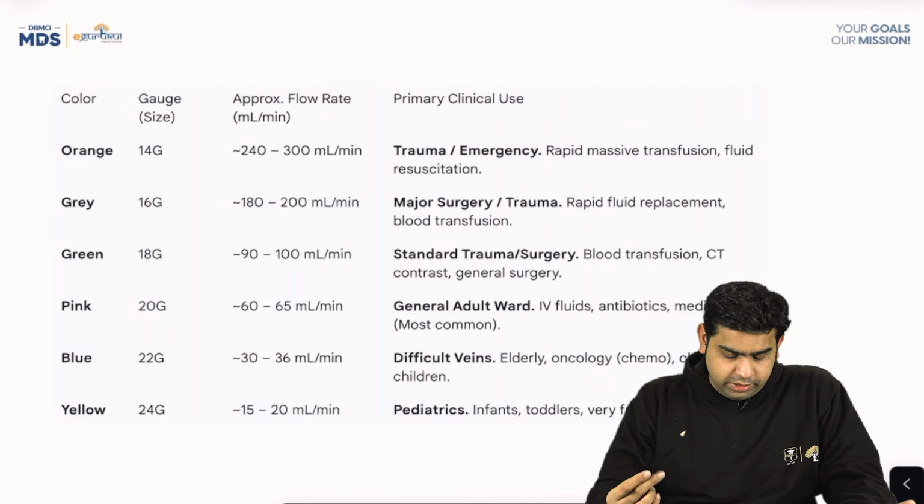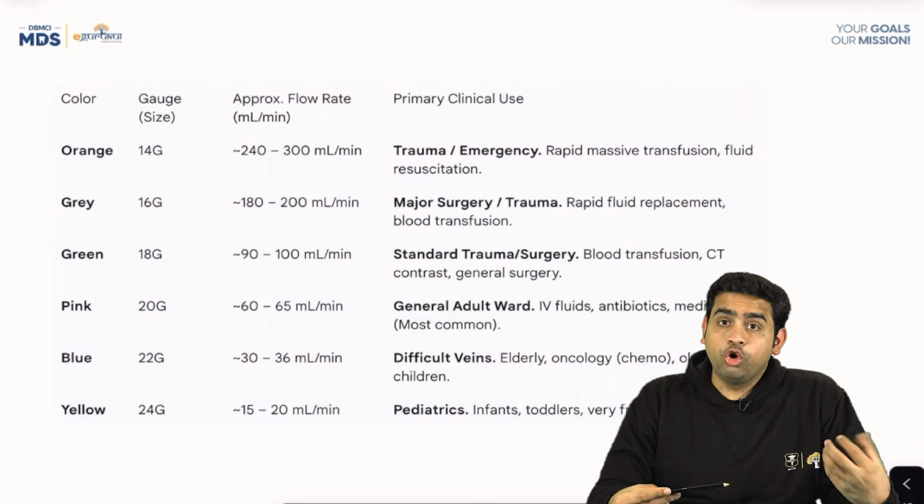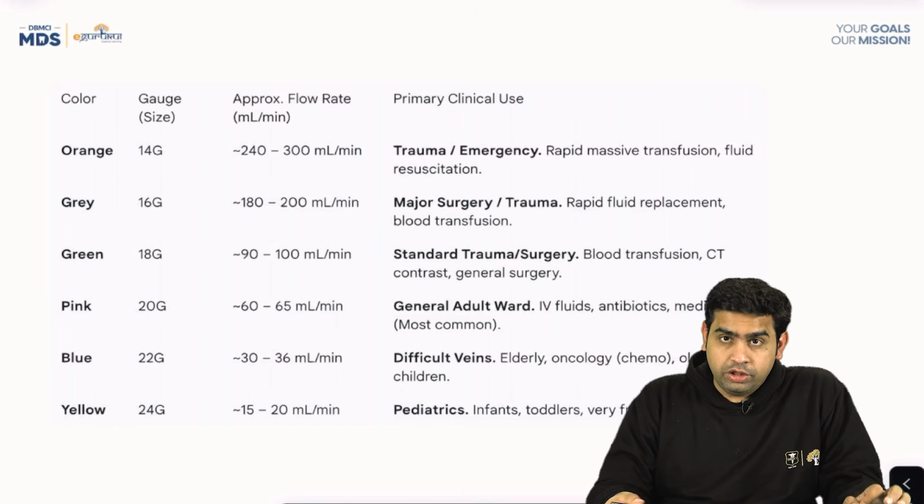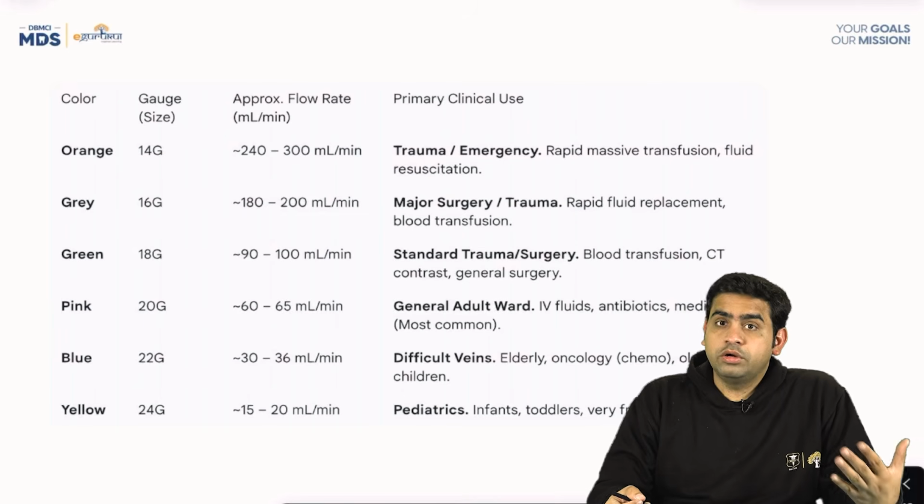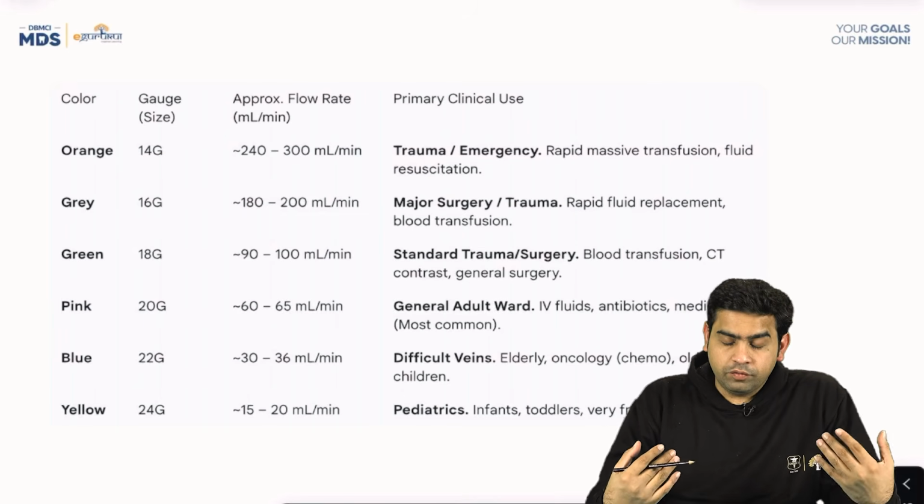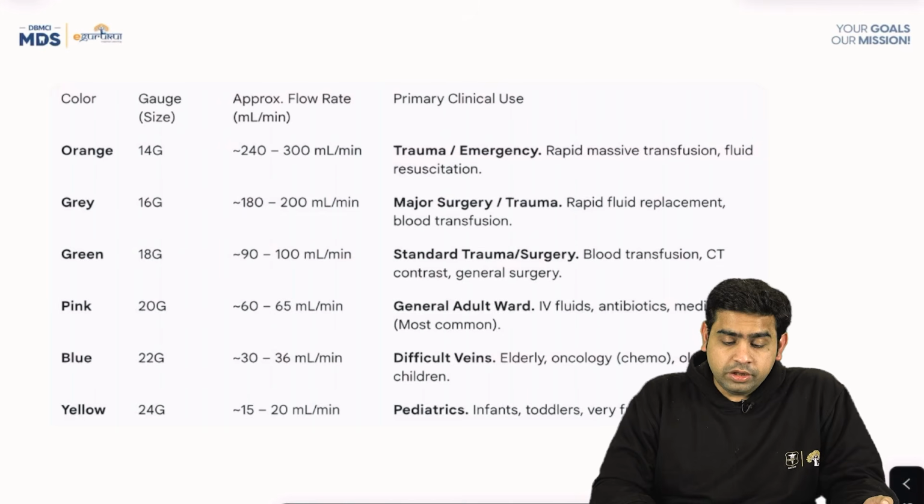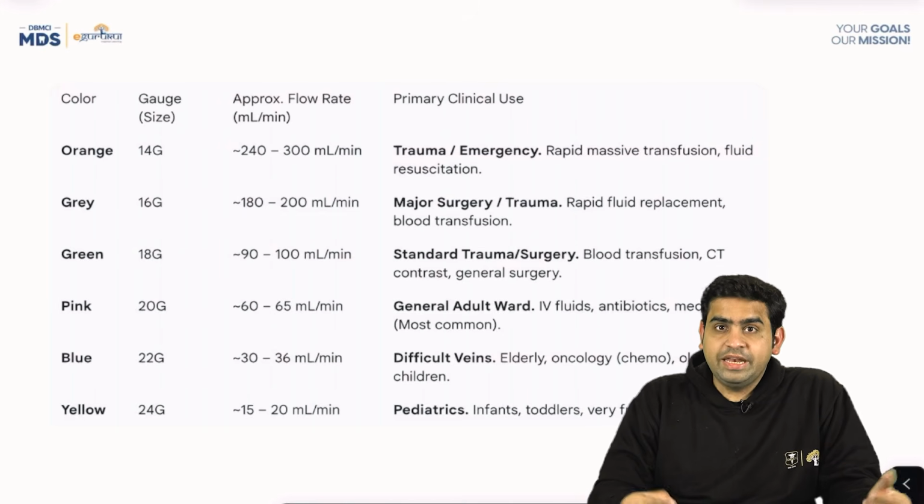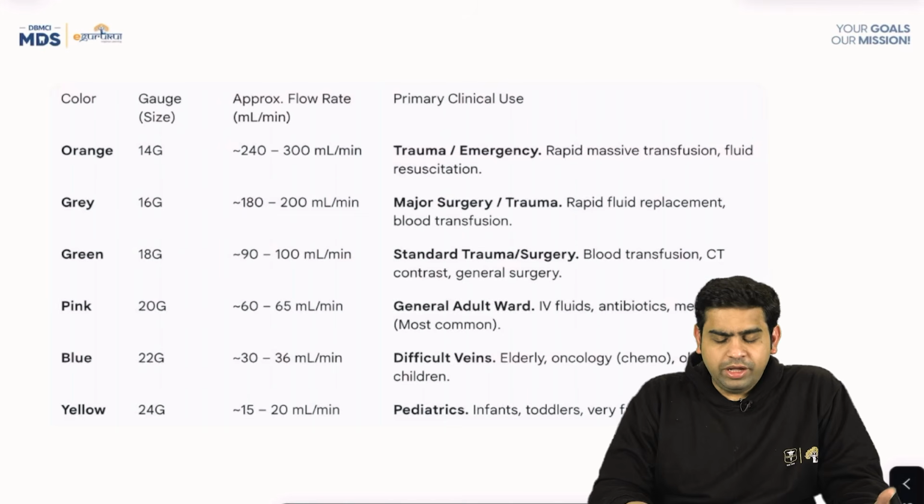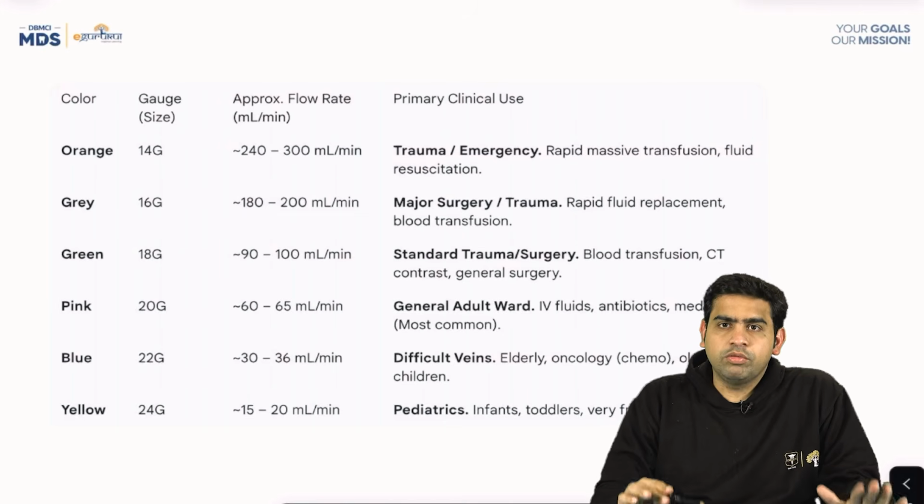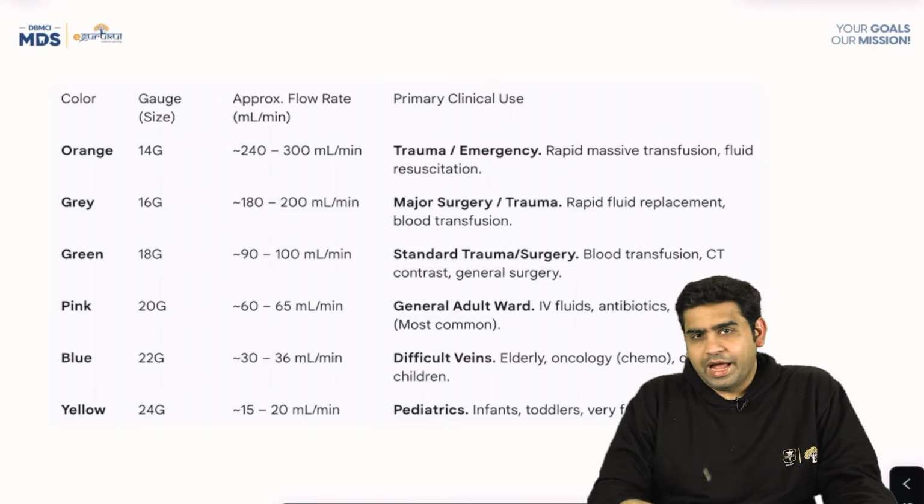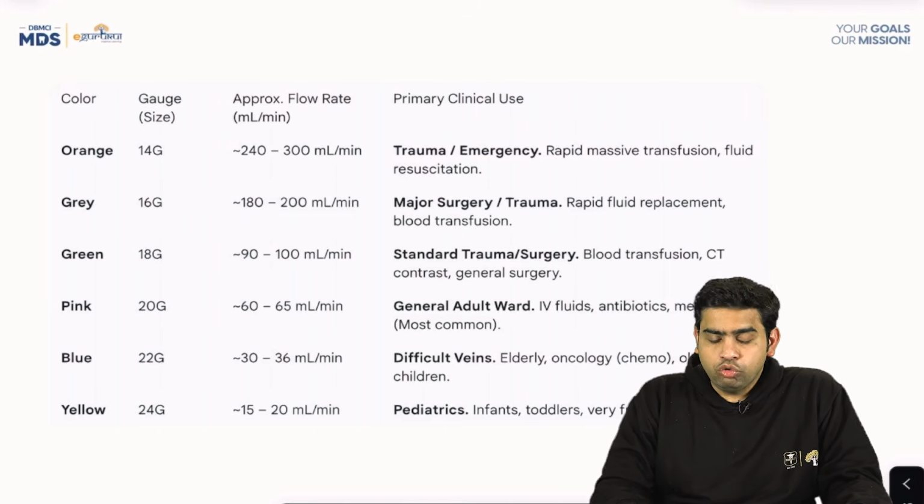So this is basically based on the gauge. Please remember, this is gauge. The Foley's catheter sizes were in the form of the French. Okay, so this is the 18 gauge cannula, green cannula. These are the most commonly used cannulas. There are other sizes as well, but these are the ones which are most commonly used. 18 gauge cannula is something which is used in the trauma patient. So if somebody asks you, I have a polytrauma patient, what cannula am I going to use? 18 gauge. Then we have the 20 gauge cannula, which is the pink cannula.